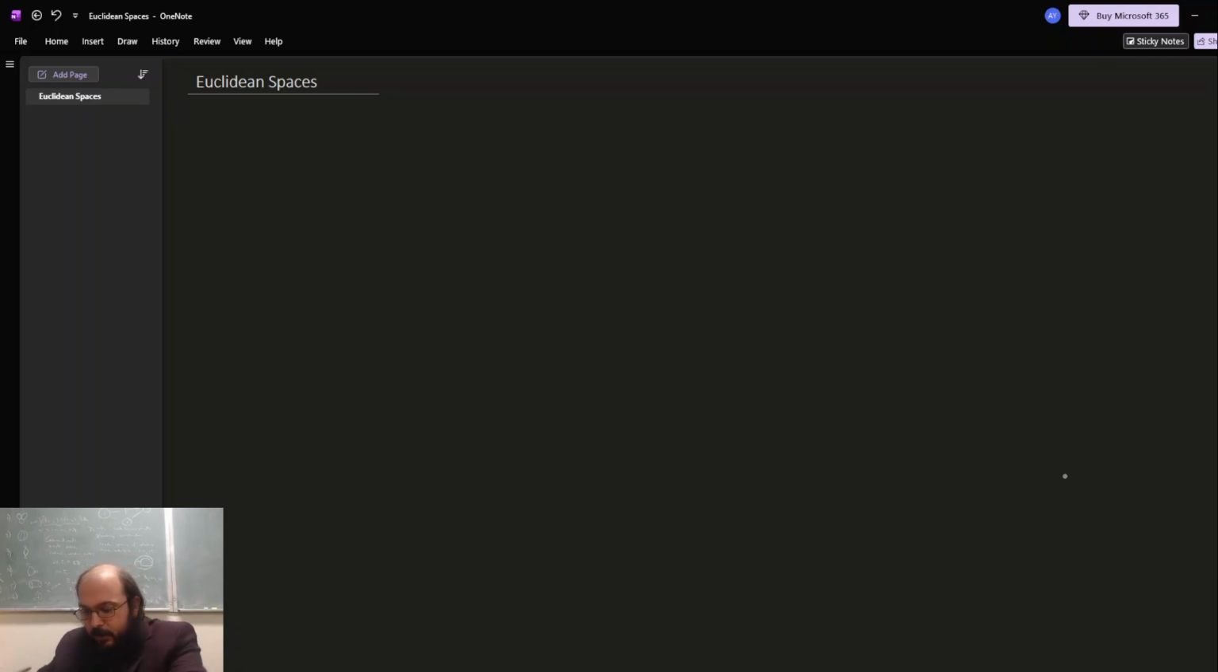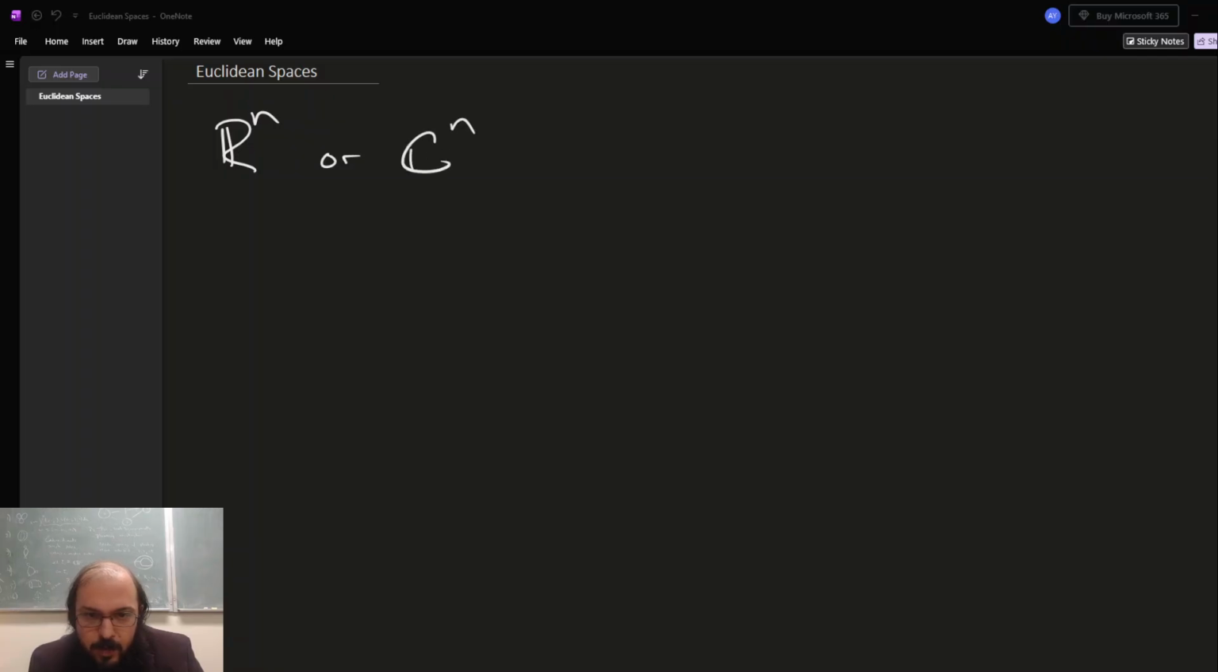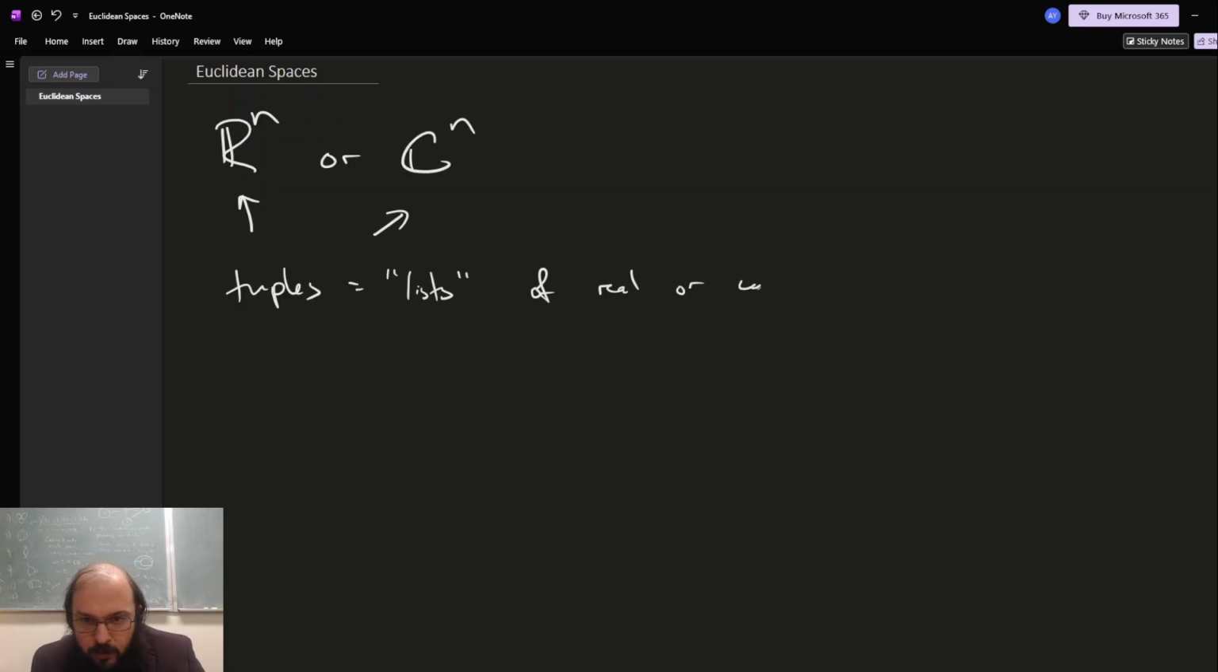Sorry, my drawing tablet is not working quite right. I think there's just some schmutz on it. Here we go. Rn or Cn. And what are these? These are going to be, by definition, tuples. Tuples here means lists of real or complex numbers.